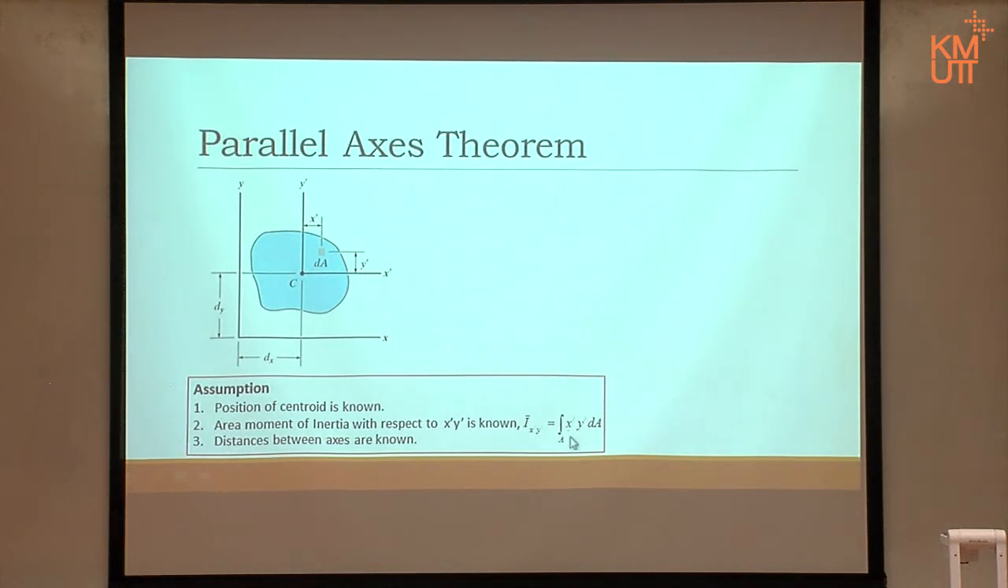Okay? So, distance between axes, we should know it. So we'll find again similar. If we know with respect to x prime y prime, now we want to know how do we use it to calculate with respect to xy. Okay? So this is the definition for xy. X is equal to dx plus x prime. Correct? Y is measured from here to here, then dy plus y prime substituted in.